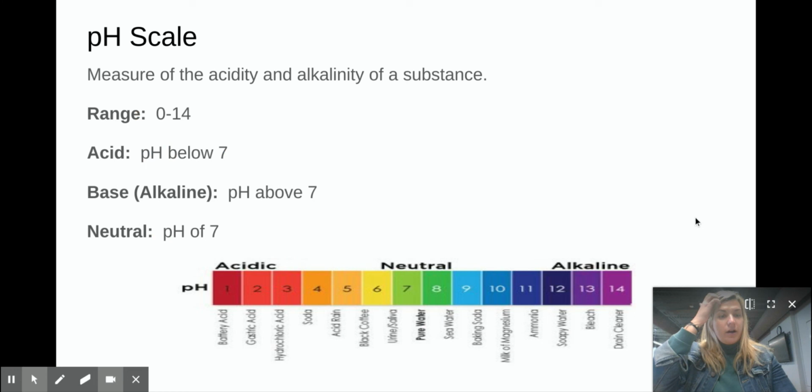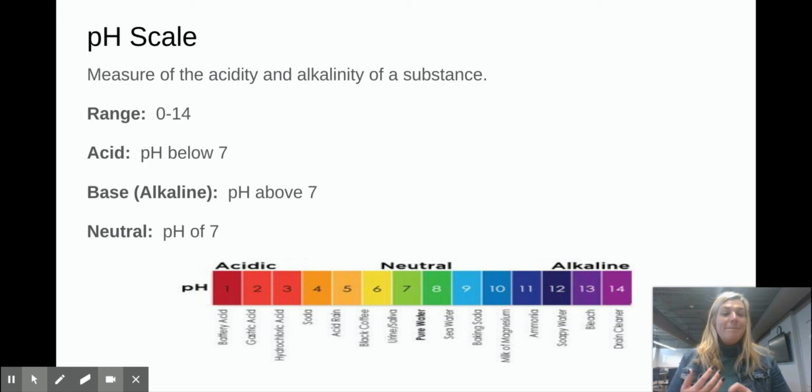And now we can talk about the pH scale. The pH scale is the measure of the acidity and alkalinity of a substance. You may also hear the term base for alkalinity. So an acid and a base, okay? Those two terms, alkalinity and base, are interchangeable. They mean the same thing.